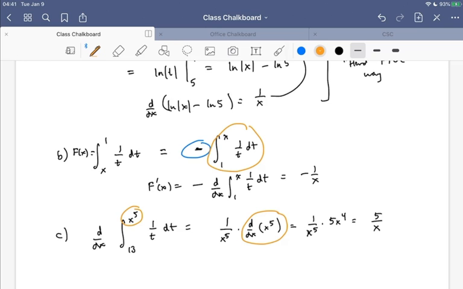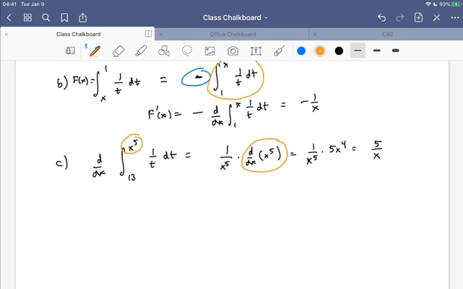Okay, now part D is more fun. Because there we had the integral from 2 plus cos x to x squared plus 1. The problem here is there is no constant. So what we need to do first is split the integral into two terms.